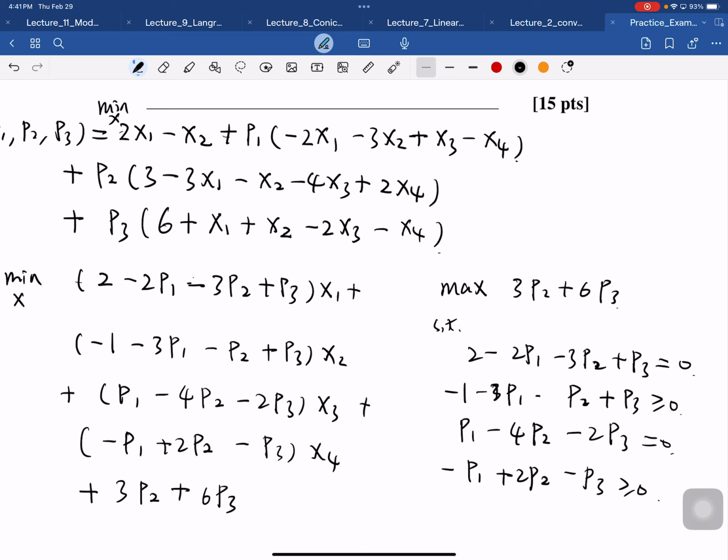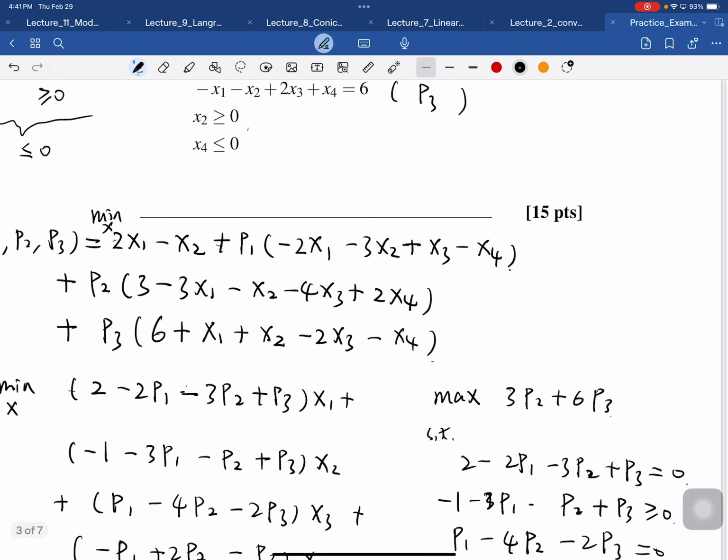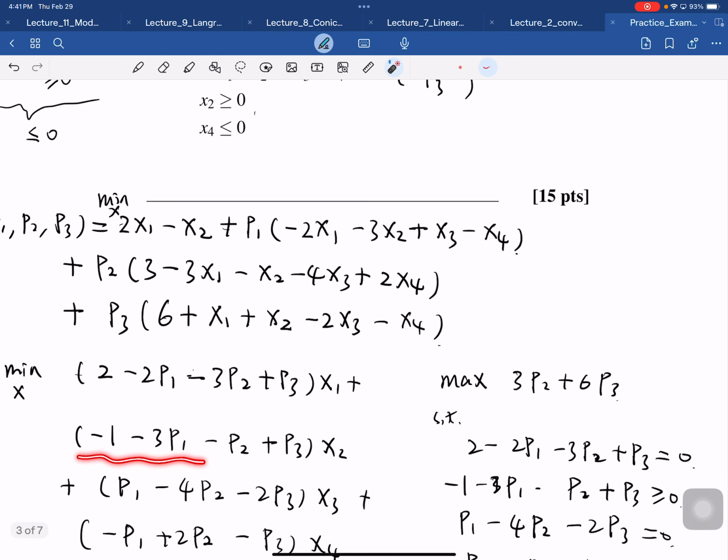Any questions? Yes. For the second one, should it be less than or equal to 0? You mean this term? Yeah. If you have this term less than 0, since x2 is greater than or equal to 0, x2 goes to plus infinity, and then this problem will be unbounded, right? You don't want this dual problem to be unbounded, because the dual problem provides a lower bound. You want the lower bound to be as large as possible.